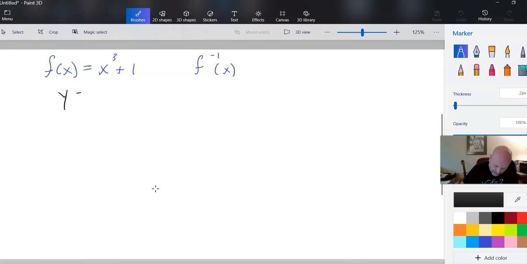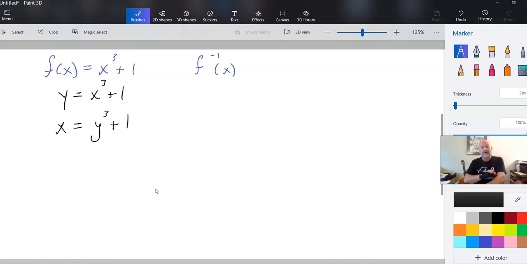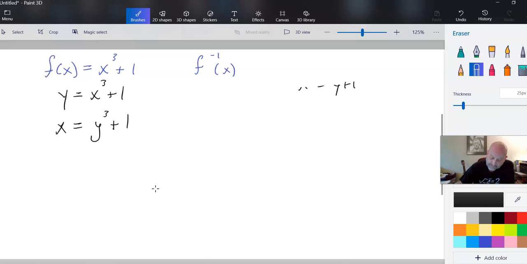Okay, so we start with y equals x cubed plus 1. If we swap x and y, that gives me x is equal to y cubed plus 1. A very common mistake I see is when you swap these, you end up writing x cubed equals y plus 1. That's not how it works, right? Because this is an operation. That's not actually part of the variable. So it stays in place.